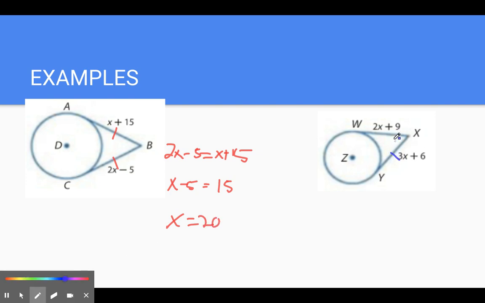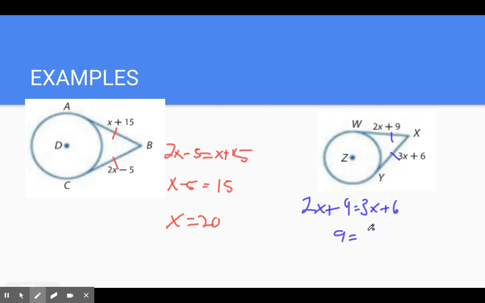All right, these are congruent, so therefore we set them equal to each other. 2x plus 9 equals 3x plus 6. All right, subtract 2x. That gives you 9 is equal to 3x minus 2x, which is x, plus 6. Subtract 6, you get x is equal to 3.